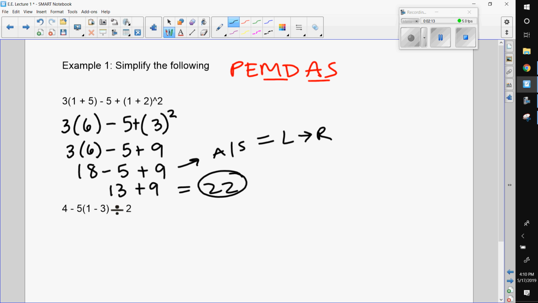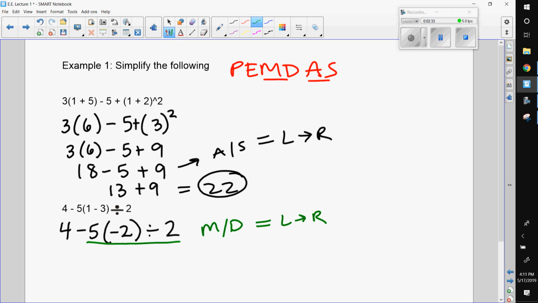Okay. In the second one, I'm going to do the same thing. So I've got 4 minus 5. Now I've got negative 2, and I've got divided by 2. Okay. I've got multiplication and division going on here, so I've got M and D. So I'm going to go left to right here. Leave the 4. So I've got 4 plus 10 divided by 2. I did my multiplication first. So I've got 4 plus 5, which gives me 9 as my final answer.